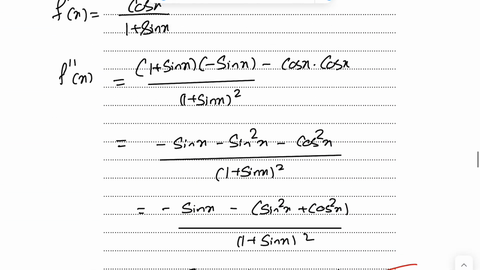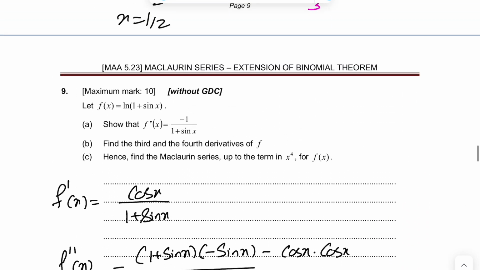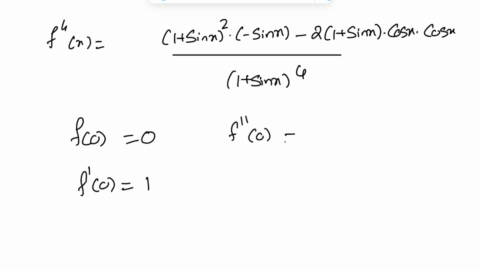Now what else is being asked? Hence find the Maclaurin series up to x power 4. So I am going to find the values. In the function, if I substitute 0, I get 0. If I substitute 0 in the first derivative, I get 1. Second derivative, you can check, I'm going to get negative 1. Third derivative, I'm going to get positive 1. And fourth derivative, try to check it out. You should be getting negative 2.